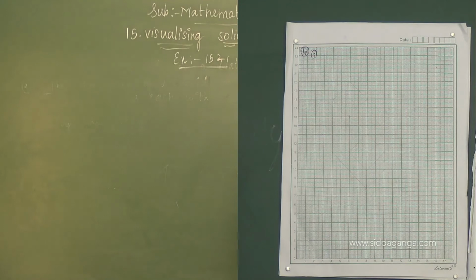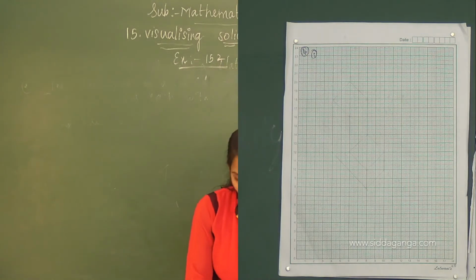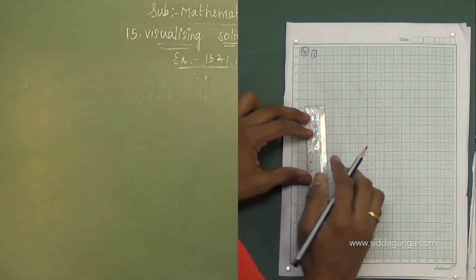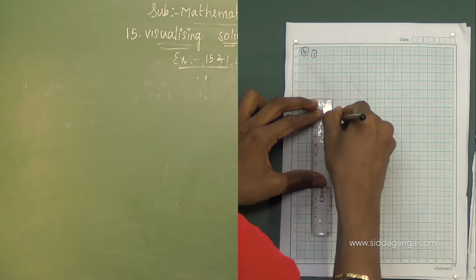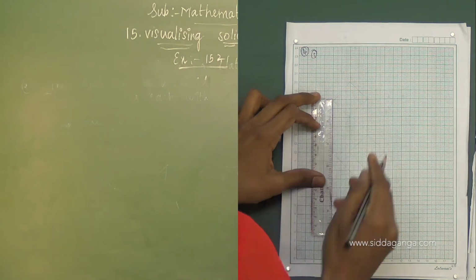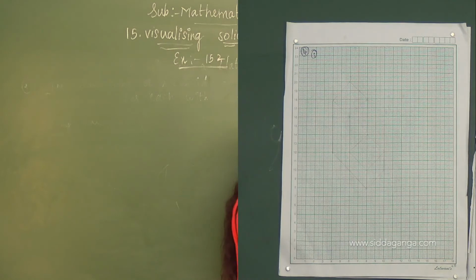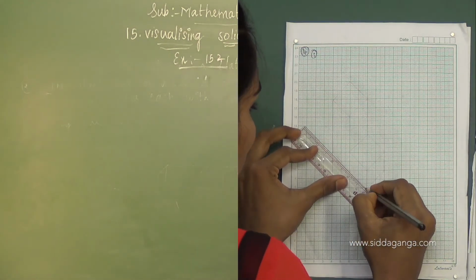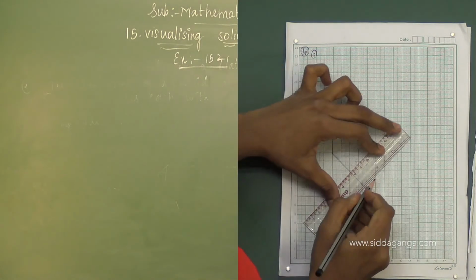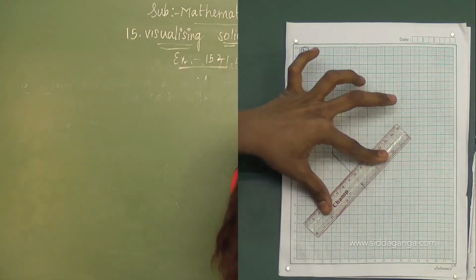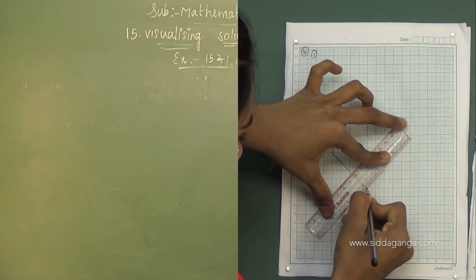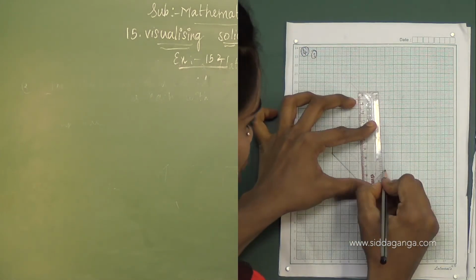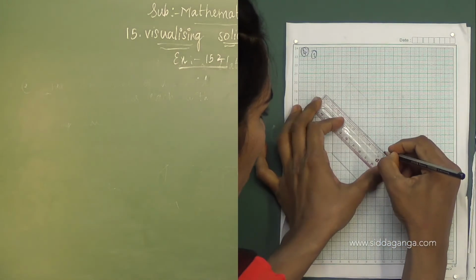See the children, the left side it has 1, 2, 3, 4, 5, 6. Left side 6 units they have taken. 1, 2, 3, 4, 5, 6. And then diagonally, that means height, they have taken 4 units. And then here they have taken 2. Correct? And then one cube they are forming there.